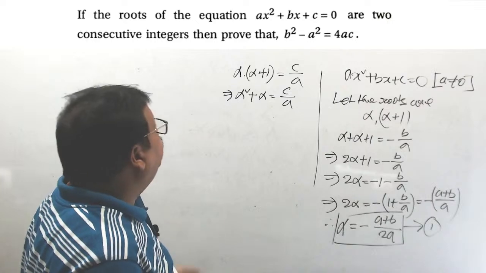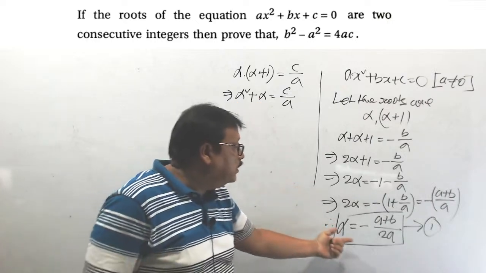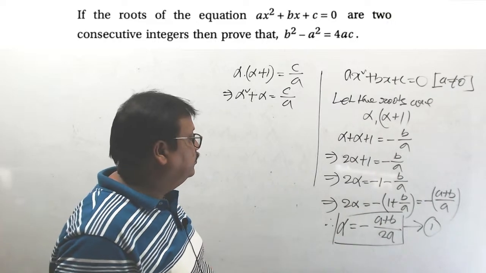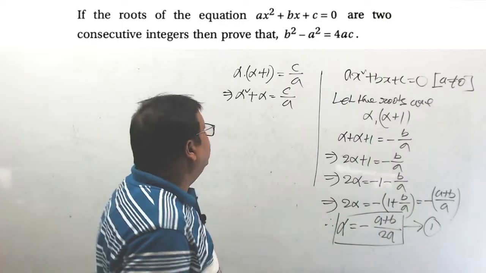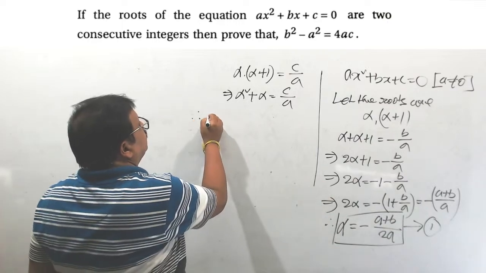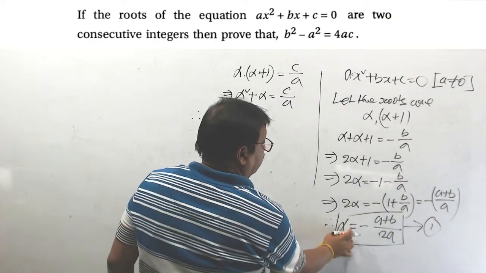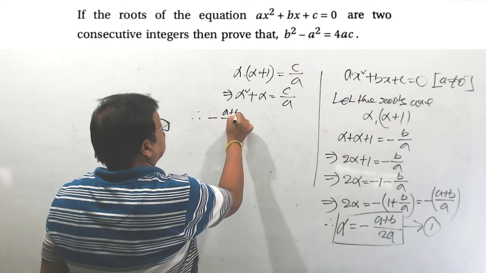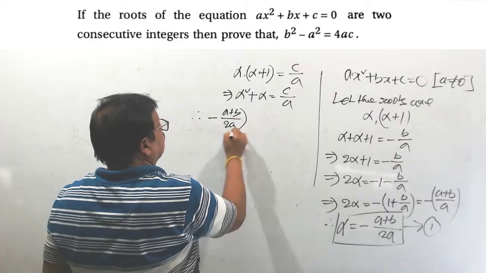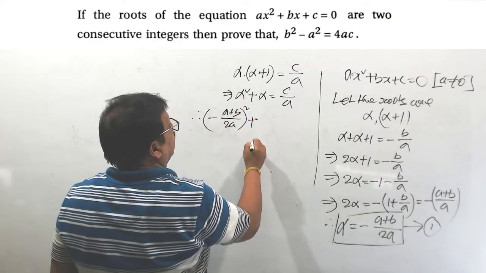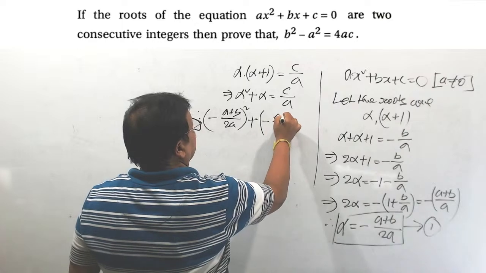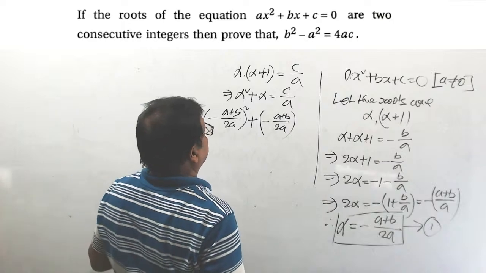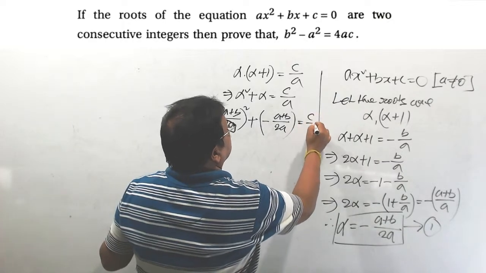Now, put the value of alpha directly. I think it will be the one way of eliminating alpha. Therefore, alpha square, that means minus of (a plus b) by 2a whole square, plus alpha, alpha meaning minus (a plus b) by 2a, is equal to c by a.